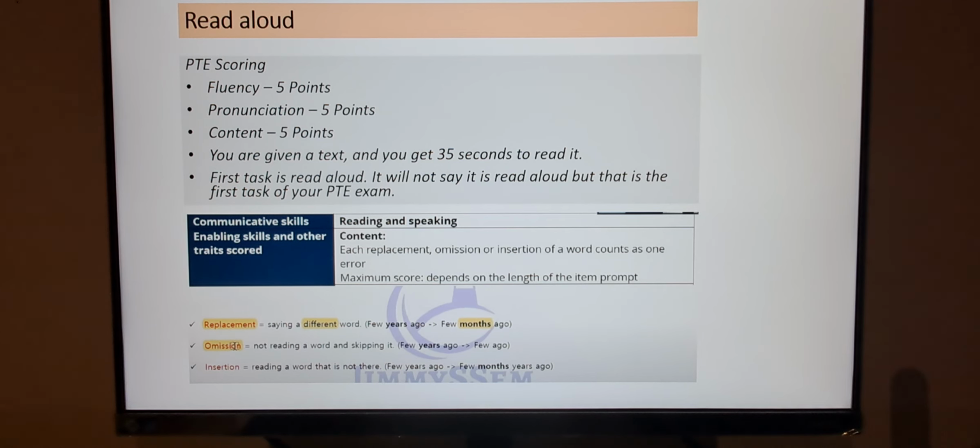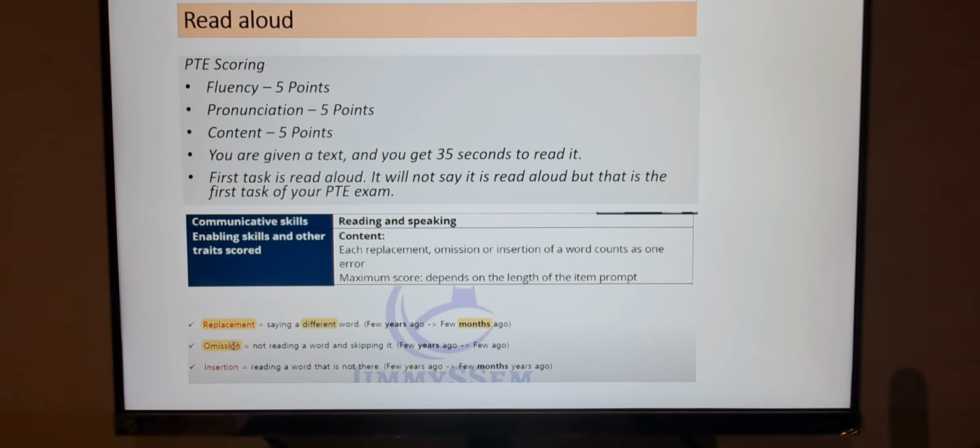See, understand clearly, it is a computerized examination. So the text which you are going to read will already be there in that computer. Whenever you start reading those words, the computer tries to match that word with the text which it already has. So if you replace the word, then definitely it will check that that word does not exist, and there you go, you are losing the mark. It's as simple as that.